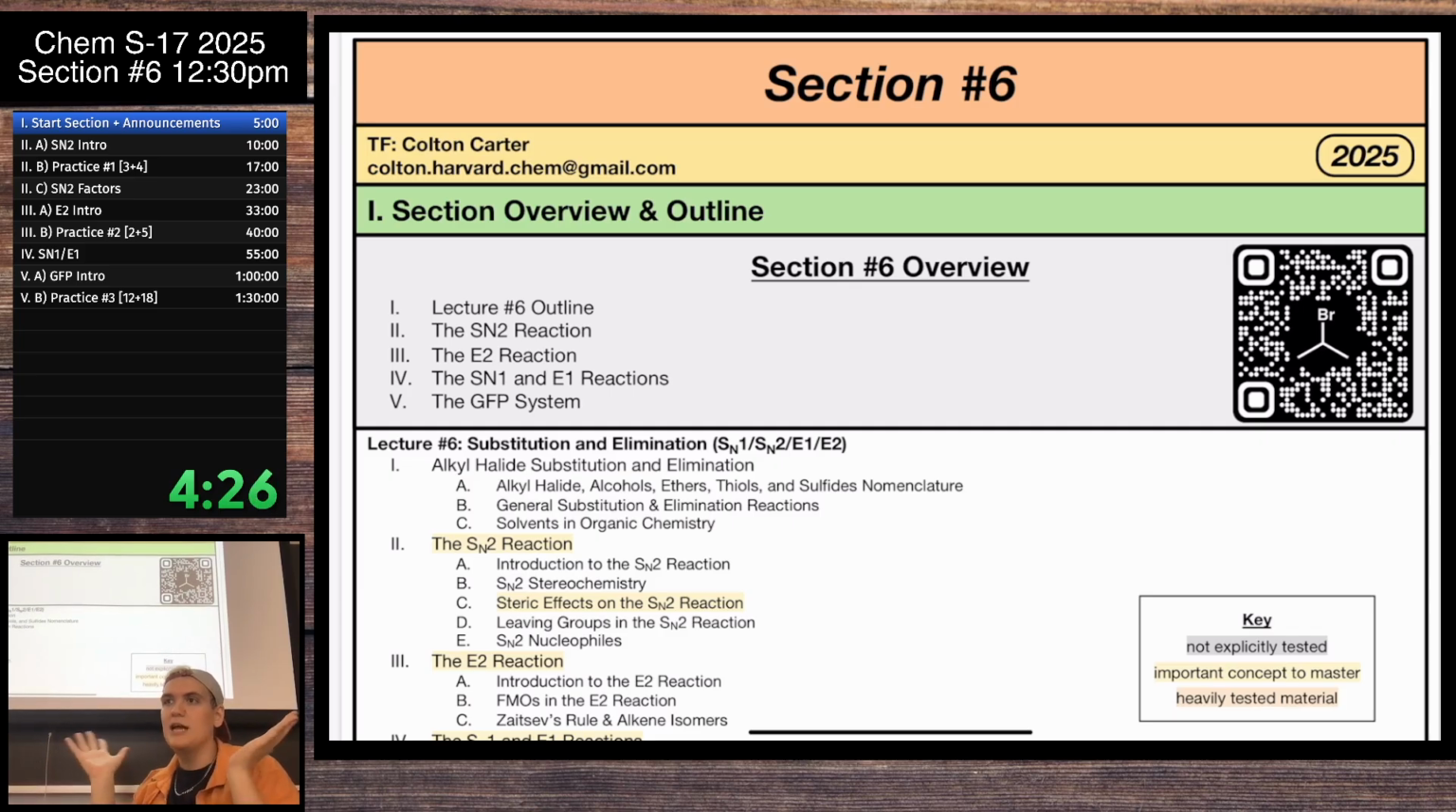But that's going to be our main challenge today, getting it to where you can decide which reaction is going to happen. So the way that this section is structured is for the first hour or so, we are going to touch base on each of these reaction types of SN1, SN2, E1, and E2. And then we are going to spend the last 30 minutes or so doing practice with that GFP system.